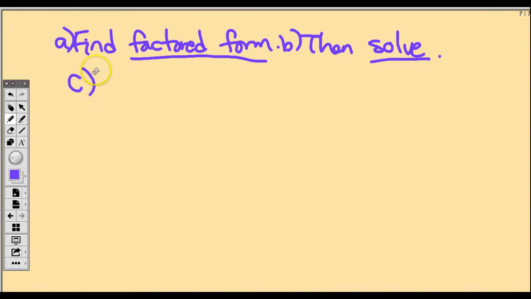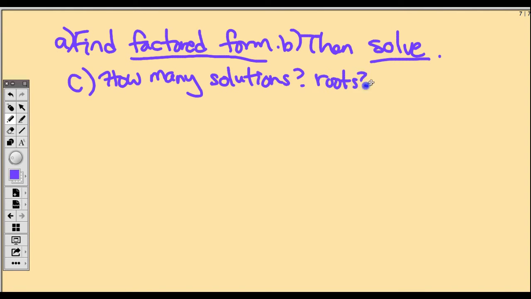And part C says, how many solutions are there? And how many roots are there? And these are all essentially the same thing. And how many x-intercepts, okay? And it's really important that you understand this not just for this test, but also for the district final, okay? So there you go. There's three parts A, B, and C for this question. And this is going to be the second question that you have to solve.